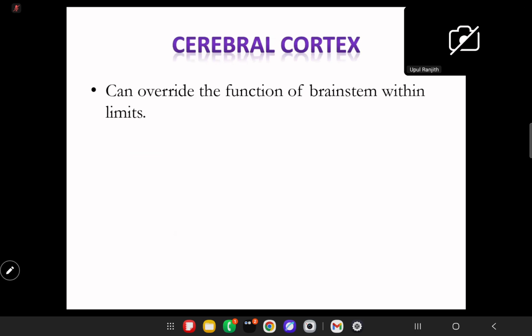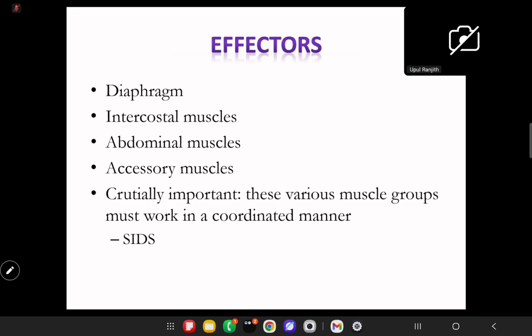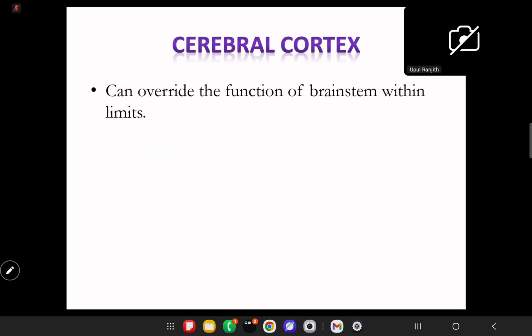Then the cerebral cortex can override the function of the brainstem within certain limits. Do you know? Now, if you need, you can voluntarily hyperventilate, but there's a limit to that, right? On the other hand, you can stop your respiration for a short period. Again, there is a limit. After a maximum of maybe 2, 3 minutes, you have to restart your breathing, right? So you have control within limits, right? So that is about the central controller, right?